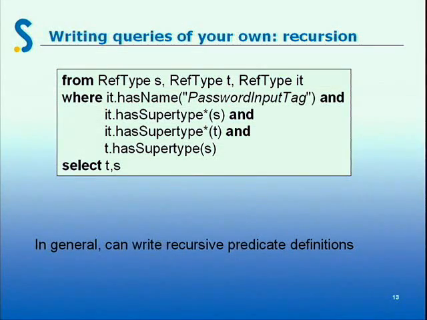I've also mentioned the need for recursion. If you remember, I showed you this graph of everything above a particular type. So here is an example. Here is the query that did just that. First of all, note that what we're selecting are two reference types, T and S. So they form a binary relation, and such a binary relation can be viewed as a graph, just as I did in the demo a minute ago.